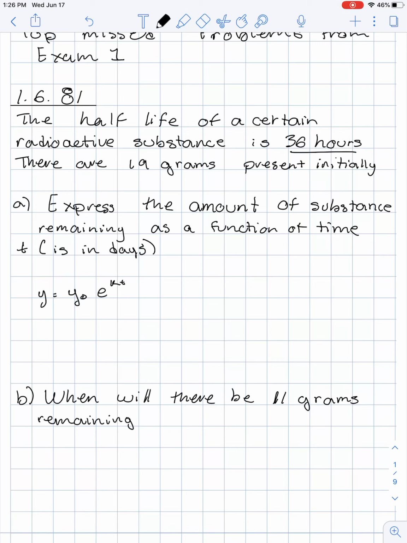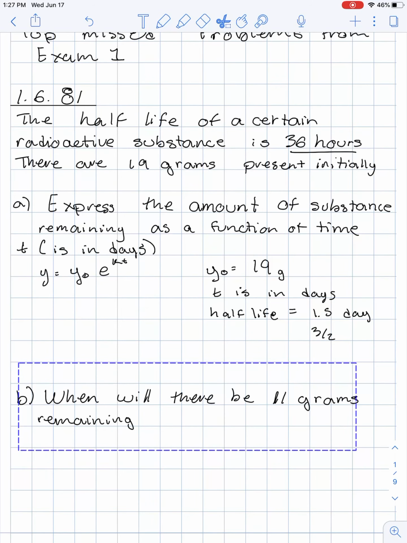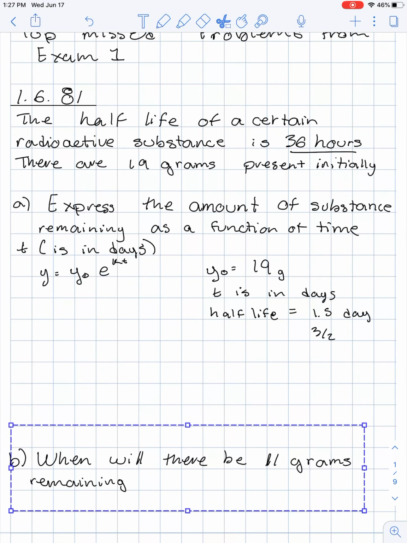All right. So in this case, y naught is our starting value, and it is 19 grams. And I'm going to make a note that T is in days. So our half-life isn't 36 hours. I can't put 36 in. That's going to be 1.5 days. We can also make that 3 halves if we wanted to. 36 divided by 24. All right. So let me move this up, and then let me move this down. That looks like enough room.